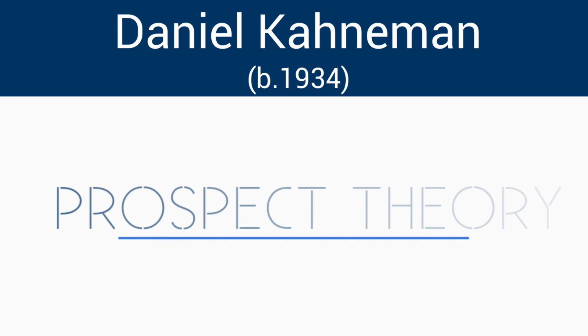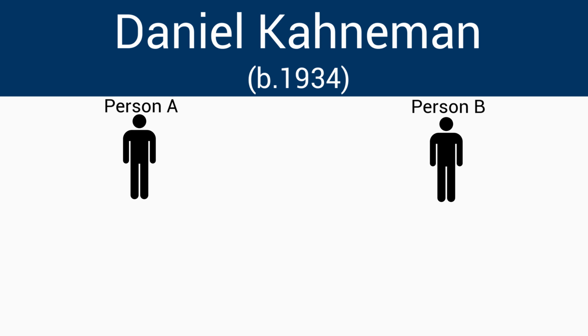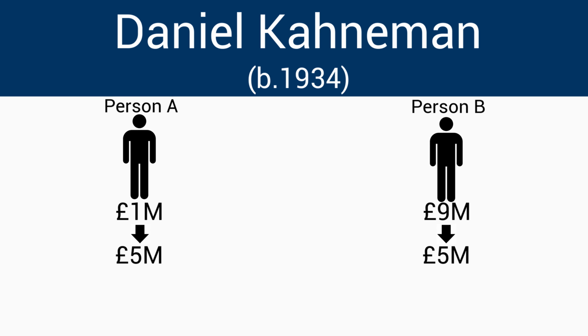Later, another economist, Daniel Kahneman, along with others, developed prospect theory. Prospect theory states that people don't value things purely by their usefulness and utility. Take these two people. To start with, person A has £1 million and the other person has £9 million. But then, after some time, they both end up with £5 million. Person A is going to be much happier than person B. Even though now they both have the same amount of money, person B is much less happy with his 5 million than person A.